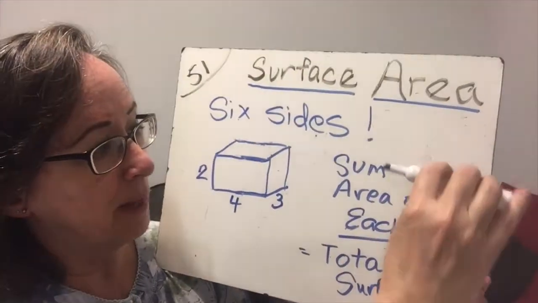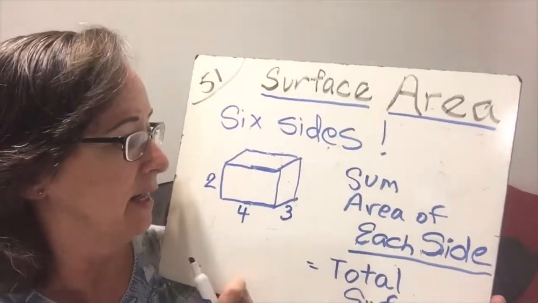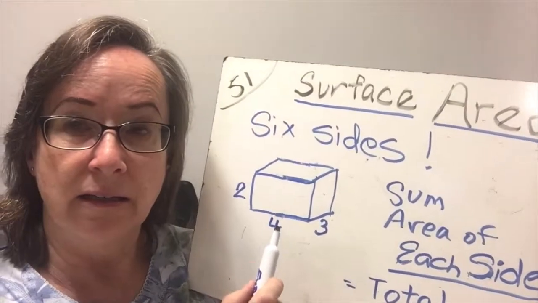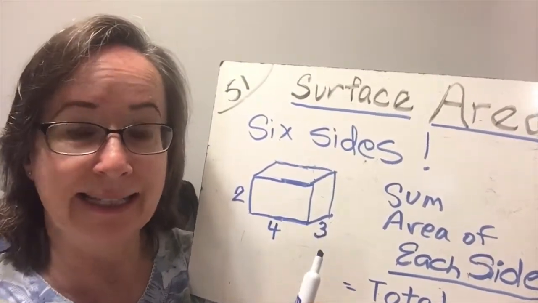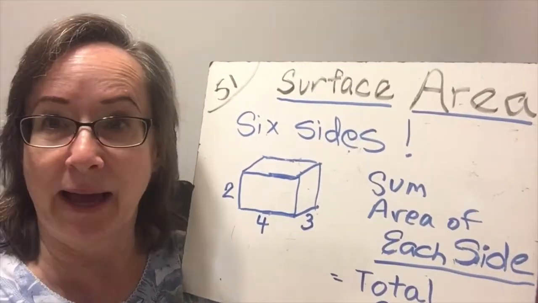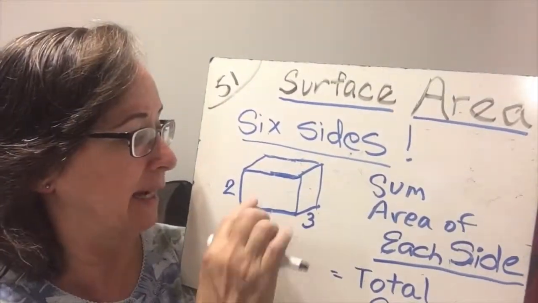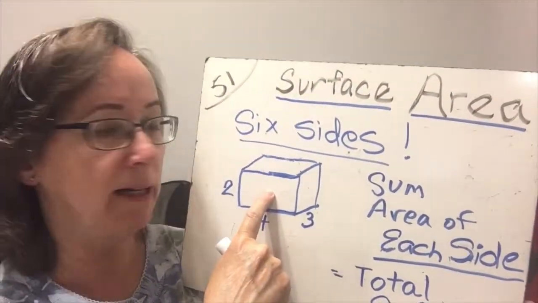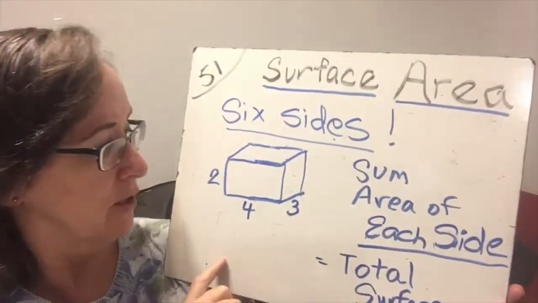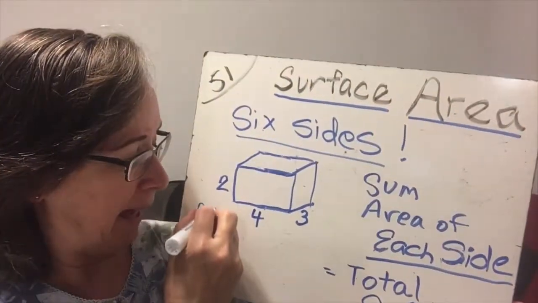So the sum of the area of each side is the total surface area. So what we have to do is we have to find the area of all the sides, and since it's a rectangular solid, all the sides have matching pairs. So we have 6 sides altogether, but if we look at this front, we know that it's going to match with the back side back there. Okay, so we're going to say front and back.